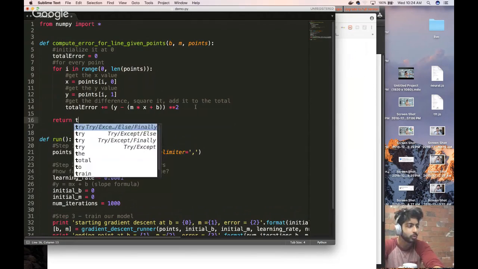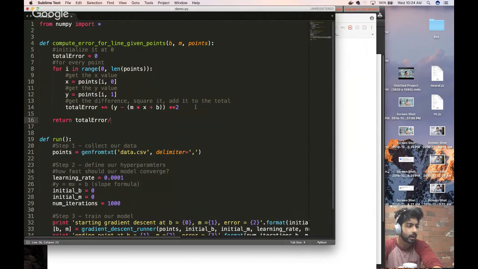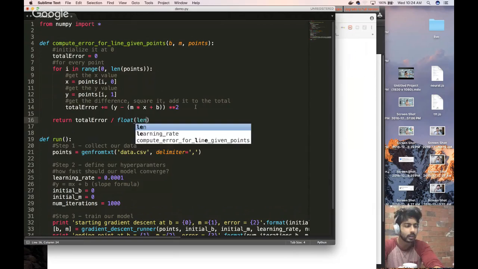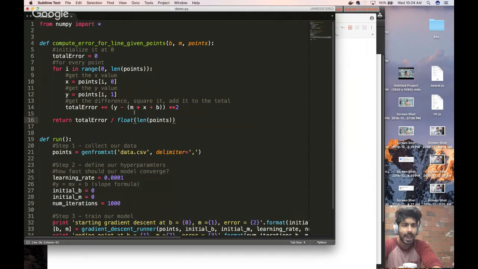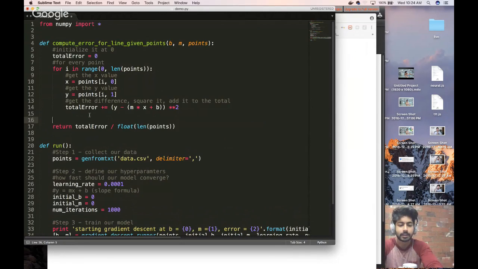The last part is to average it. So we'll say total error divided by float of the length of the points, because we want it to be a float value. And that is the equation. Then we get the average.